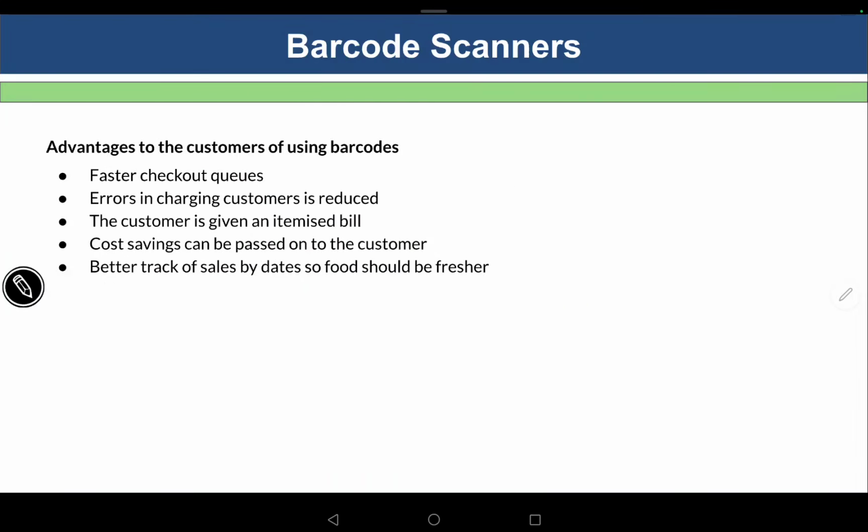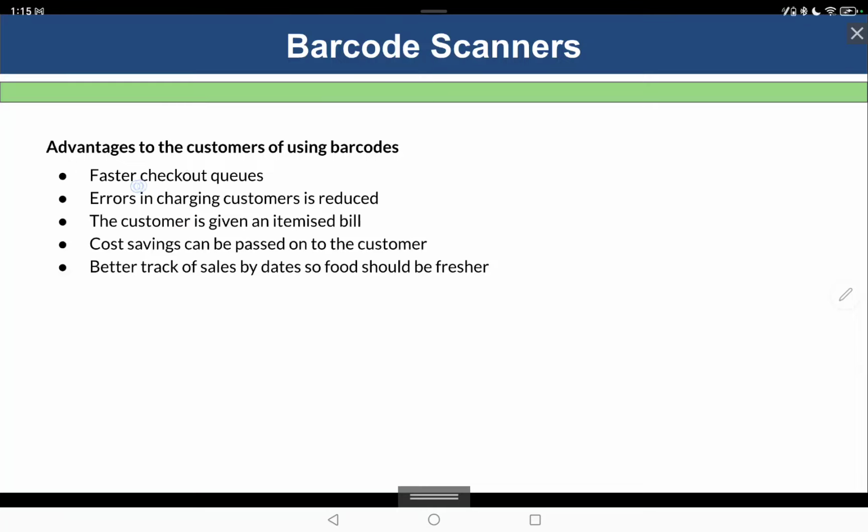Now, let's look at the advantages to the customers of using barcodes. Of course, it is faster checkout queues compared to the traditional or manual way of getting the details of the product and making payment. So it is much faster. Then errors in charging customers are reduced. If this needs to be done manually, the cashier can make mistakes while charging the customer, can miscalculate.